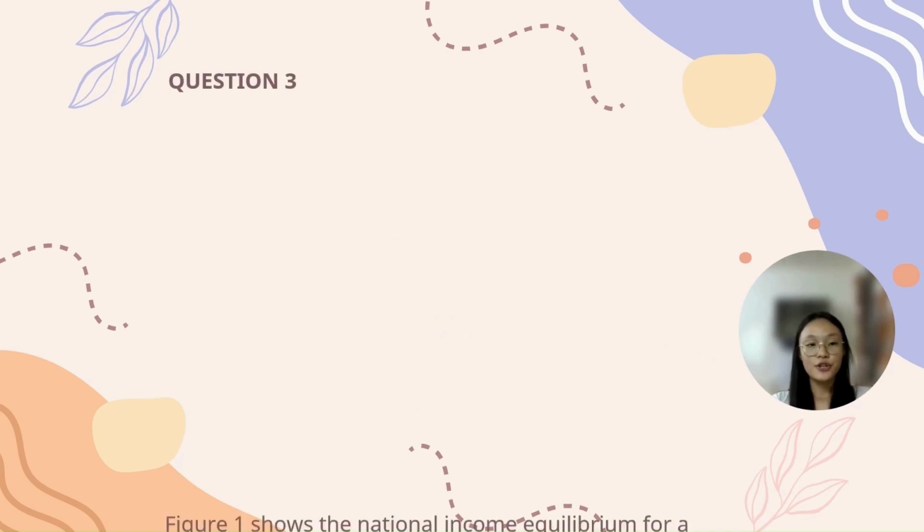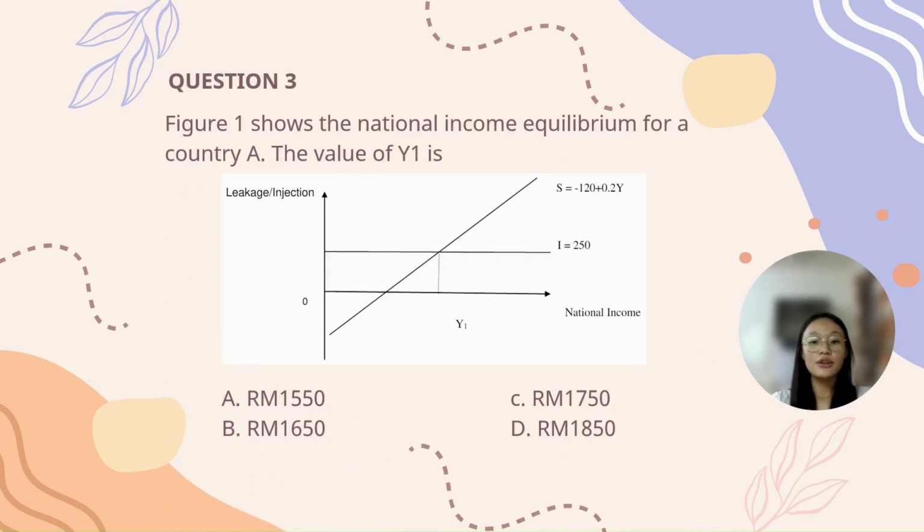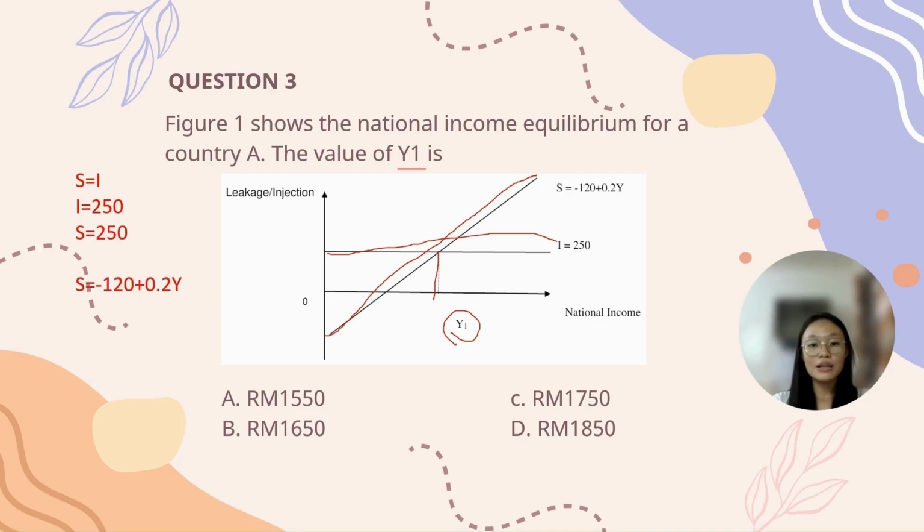For the last question, question 3. Figure 1 shows the national income equilibrium for country A. The question wants you to find the value of Y1, which is this line. The question gives you the equation S is equal to minus 120 plus 0.2Y and I is equal to 350. Regarding the knowledge that you have learned before, you will know the formula S is equal to I. So if I is equal to 350, S will be equal to 350.